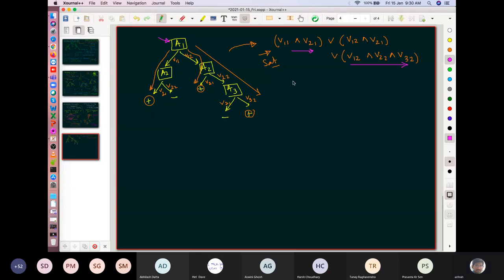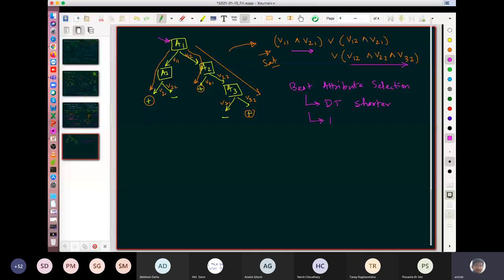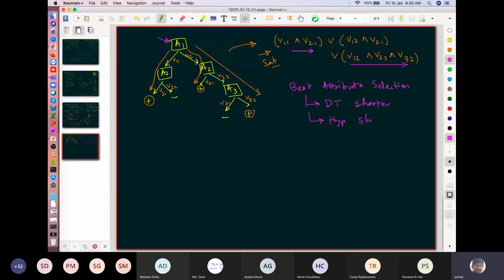Therefore, best attribute selection makes two things. One, your decision tree shorter, which implies your hypothesis also to be shorter. But why do we prefer such kind of a thing? The primary reason, let us say, what is the difference between these two? Let us try to understand.